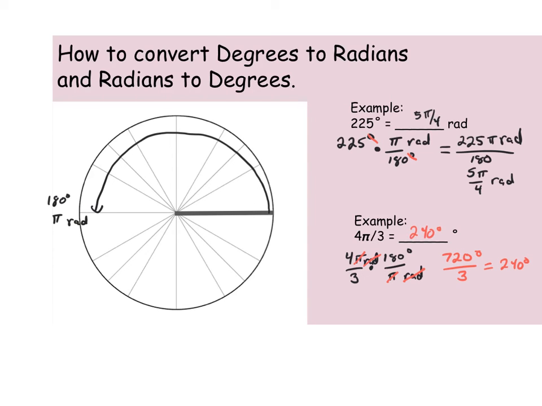So basically what we need to do is, if you're going from degrees to radians, you multiply by pi radians over 180 degrees. If you're going from radians to degrees, you multiply by 180 degrees over pi radians.